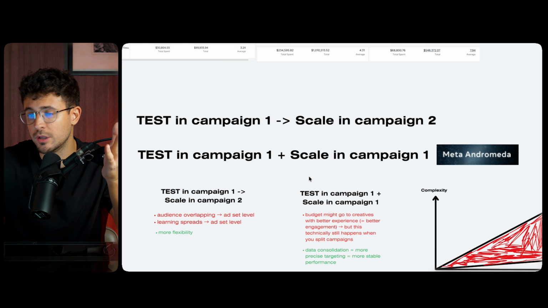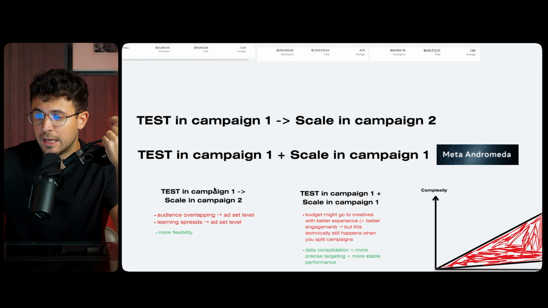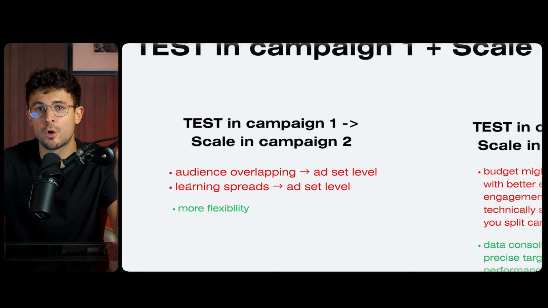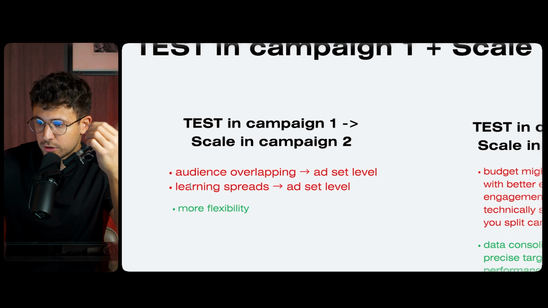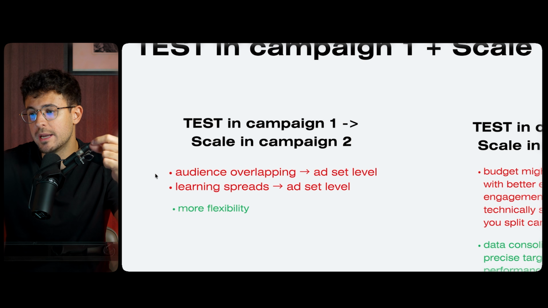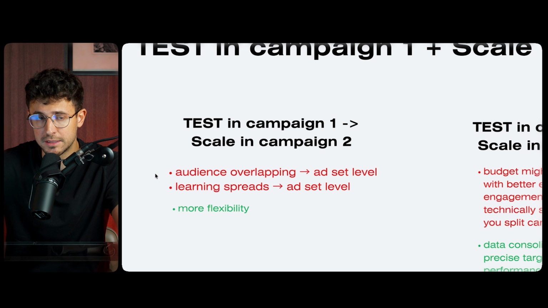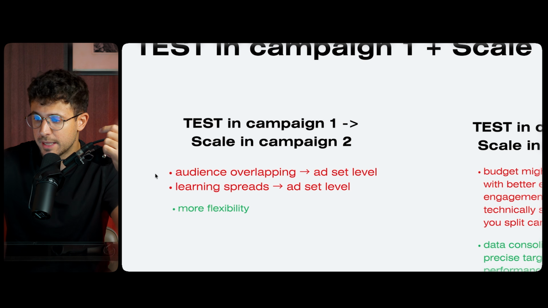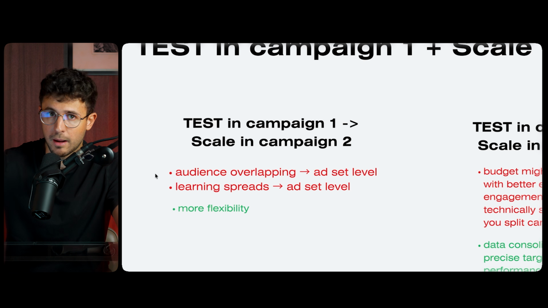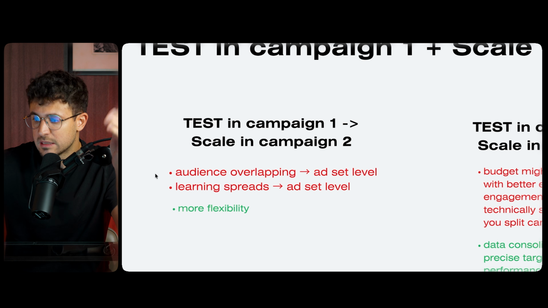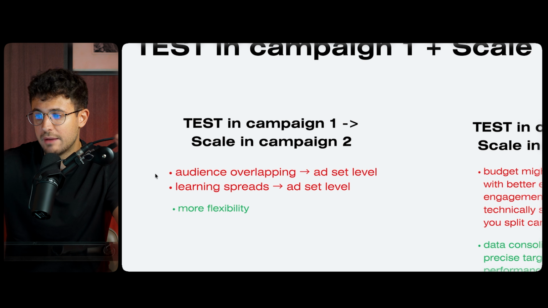Now, before we dive into the details, I want to explain the reasons why you would go for one approach or the other. So the first approach is testing in one campaign and scaling in campaign number two, which is usually two different campaigns. Basically, it can be ABO and CBO. This really depends. But let's say you have two different campaigns, one for testing and one for scaling. Something you need to understand is that when you have different ad sets, you're going to have one issue, which is audience overlap across your campaigns or ad sets, and this technically is going to increase your CPMs.